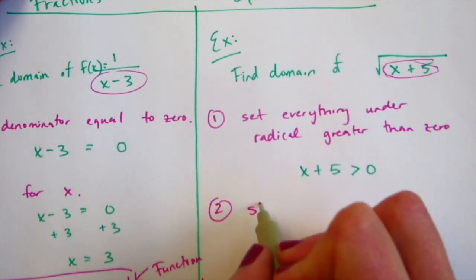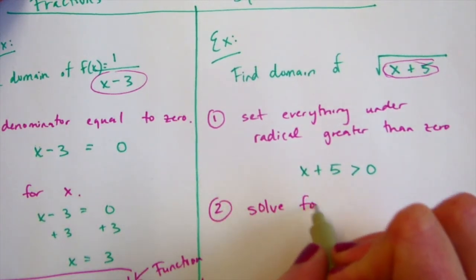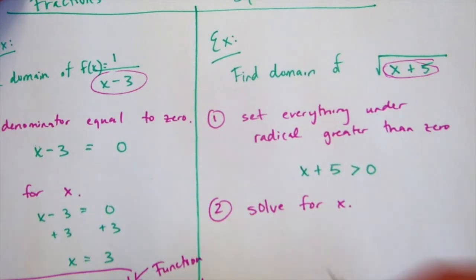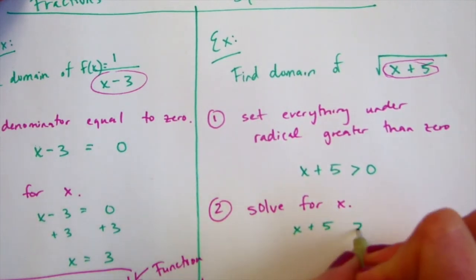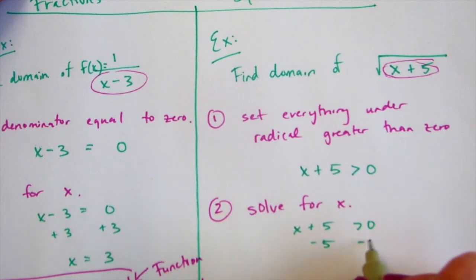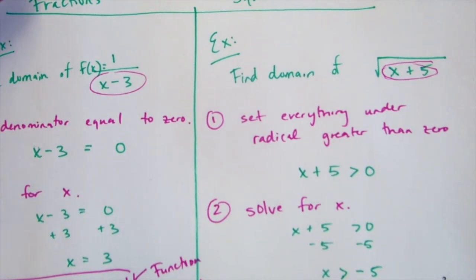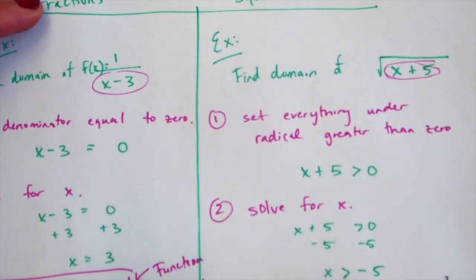Okay, so I have x plus 5 is greater than 0, subtract 5 from both sides, and I get x is greater than negative 5. So here my final answer would be the domain is all x values greater than negative 5. So as long as x is greater than negative 5, it makes sense. The function is defined.